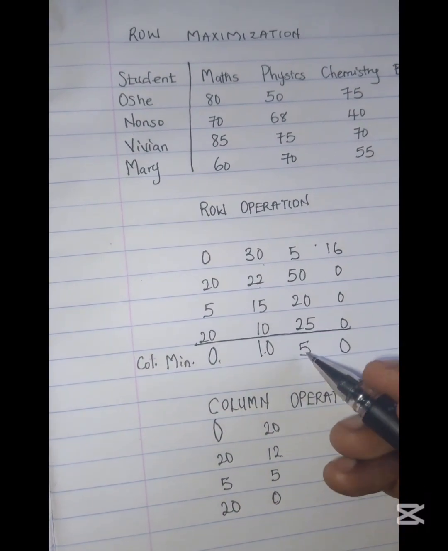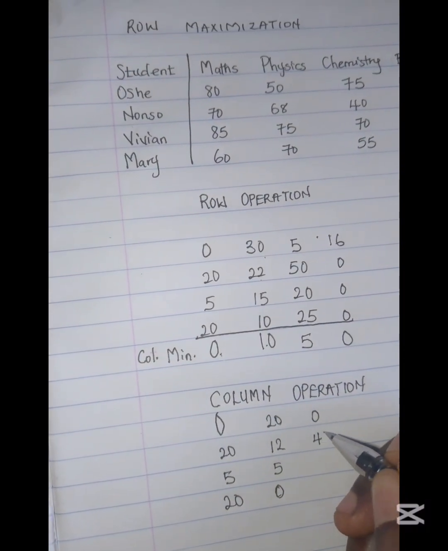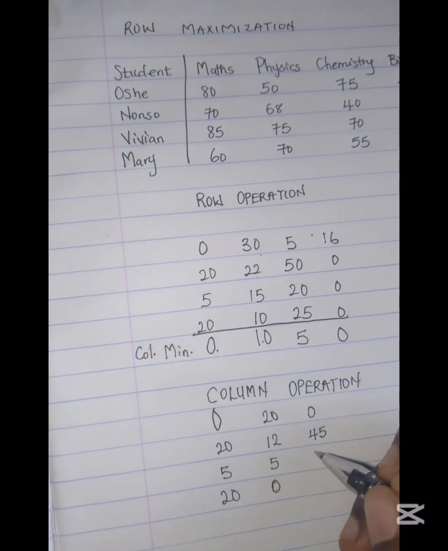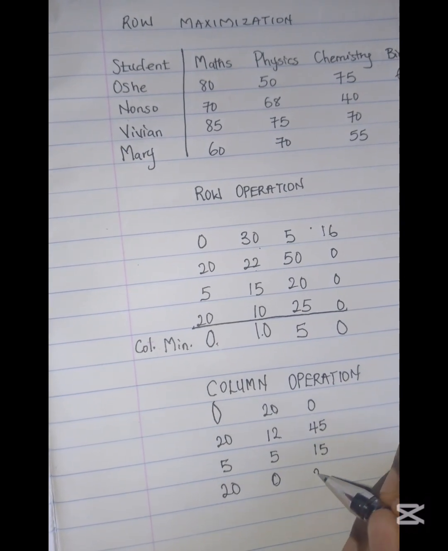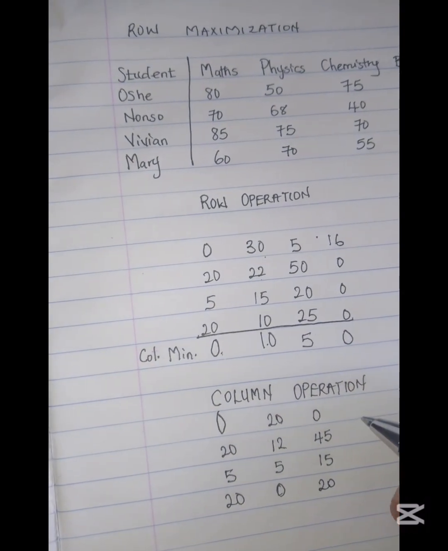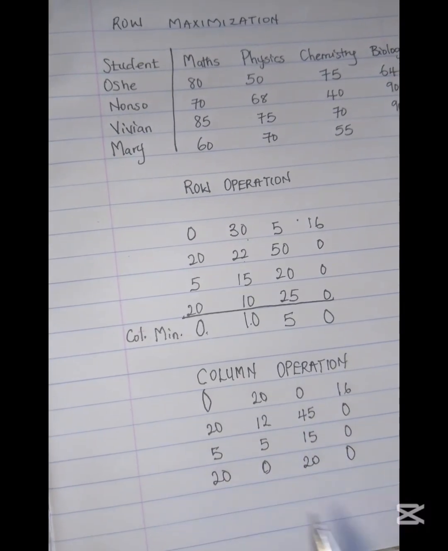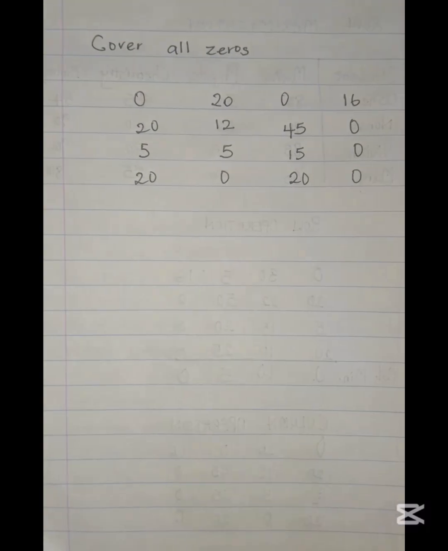The next one is 5. 5 minus 5 is 0. 50 minus 5 is 45. 20 minus 5 is 15. 25 minus 5 is 20. The next one is 16. 16 minus 0 is 16. 0 minus 0 is 0, 0, 0. So what we do is to cover all zeros.